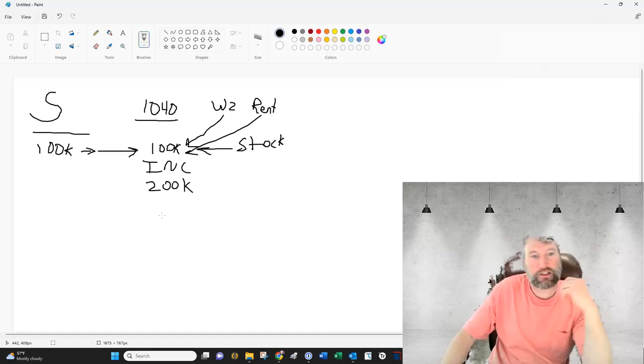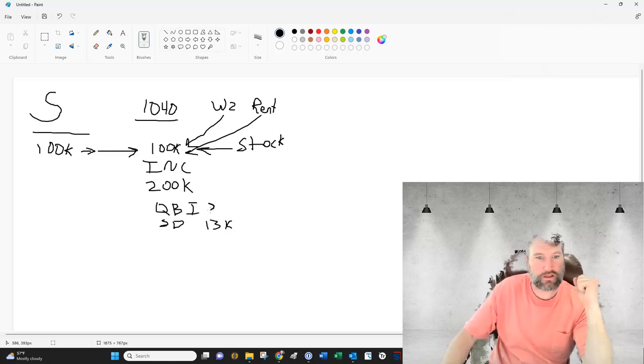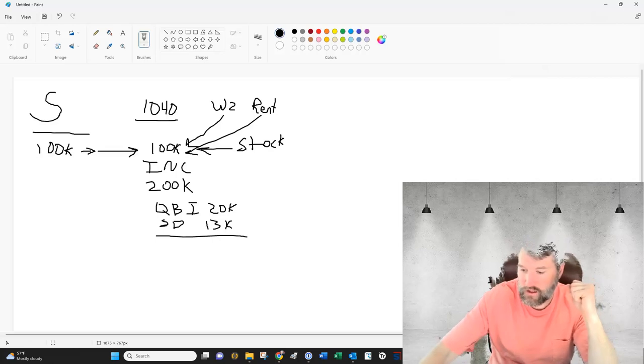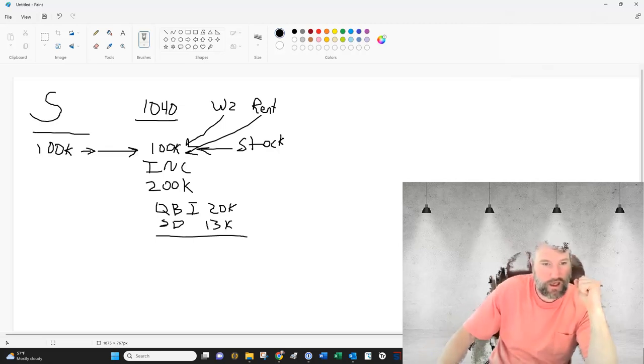Then there's a few deductions. We might have a business deduction called QBI, Qualified Business Income Deduction, and we probably have a standard deduction. Depending on whether you're married or single, the standard deduction is going to be different, but we're going to pretend like this is a single person, so we're going to claim about $13K deduction here. And the QBI is really about 20% of your business income, so that's going to be about a $20,000 deduction. So then that gives us taxable income of, doing some quick math here, about $167K.